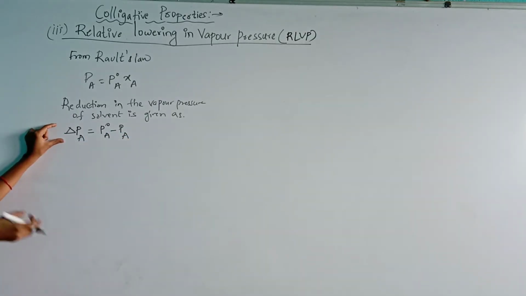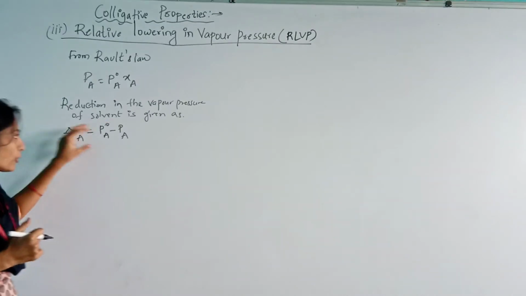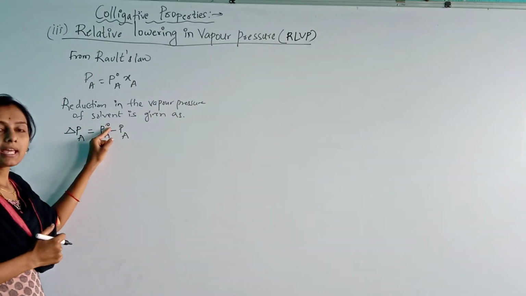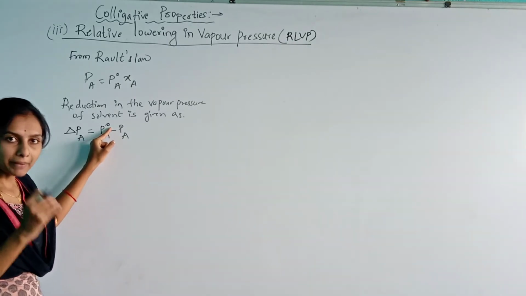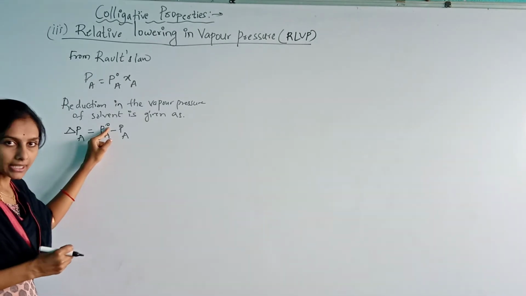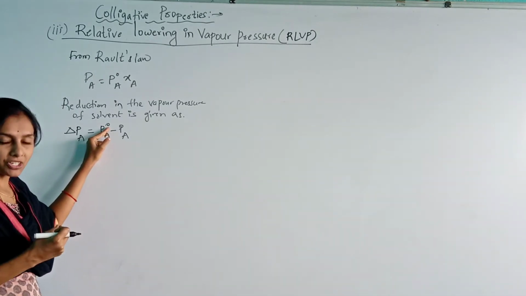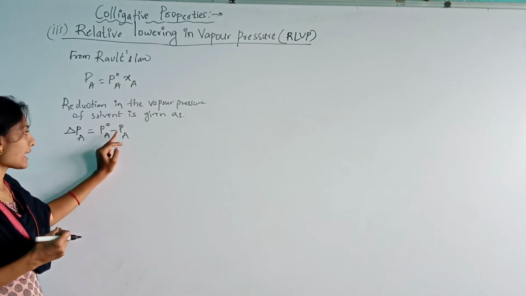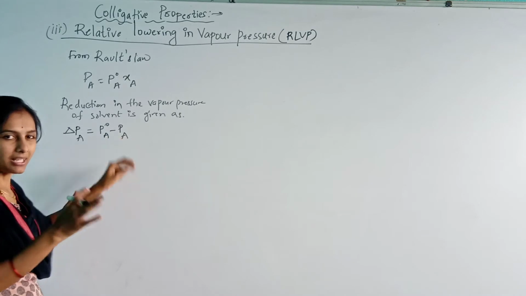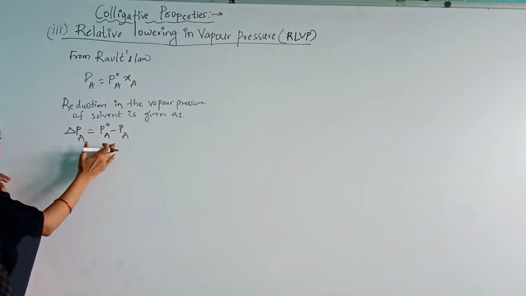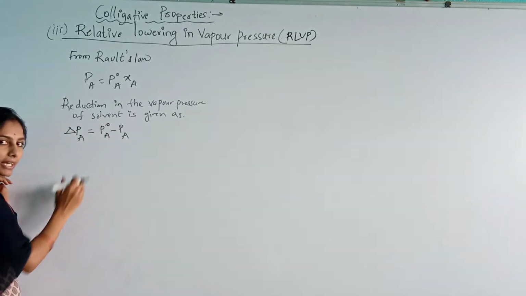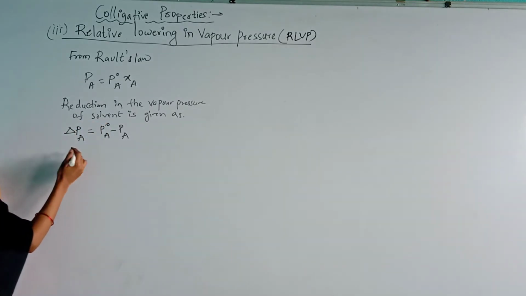Delta PA refers to the difference in the vapor pressure of the solvent. P naught A is the partial pressure of the solvent initially, and PA is the pressure of that same solvent after some time. So the reduction is given by delta PA = P naught A minus PA.